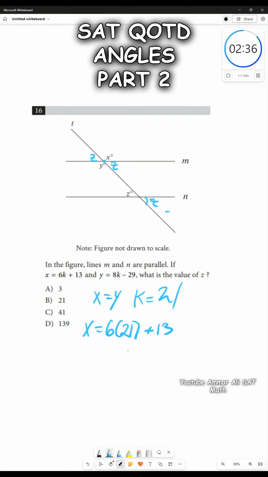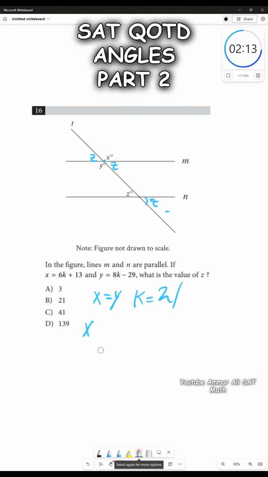6 times 1 is going to be 6. 6 times 2 is 12, and I carry the 1, so it's going to be 126, plus 13 is going to be equal to x, or x is going to be equal to 139. Okay, so now that we know x is equal to 139, I'm going to clean up so we have more space to see everything.